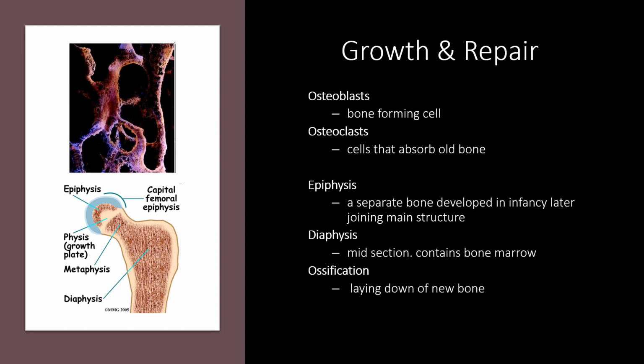So if we damage a bone, break a bone, fracture a bone, ossification is the process that knits those two bones together, using the osteoblasts and the osteoclasts to get rid of the broken bits of bone. So epiphysis is the new bone developed in infancy. Diaphysis is the midsection of the bone containing the bone marrow, and ossification is the laying down of new bone. Epiphysis and diaphysis have never come up in the exam paper yet, so I wouldn't worry too much about those terms, but definitely ossification, osteoblasts and osteoclasts have.